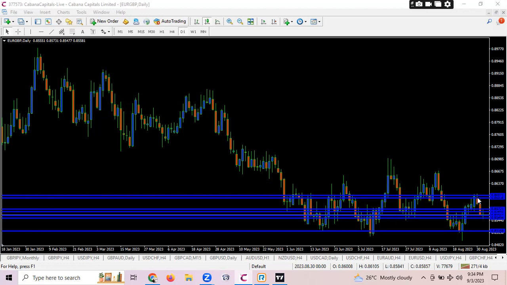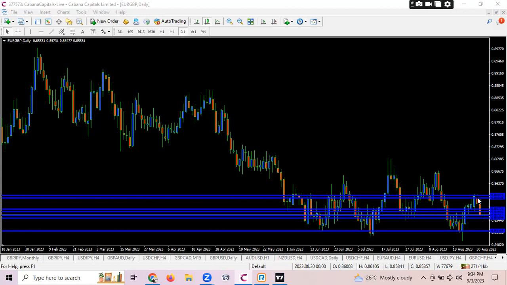But if the breakout is just like 10, 15 pips above the resistance, you could execute a buy trade. But if it is far, let's say 30, 40 pips above that resistance level, don't jump in. Wait for a pullback before you buy.